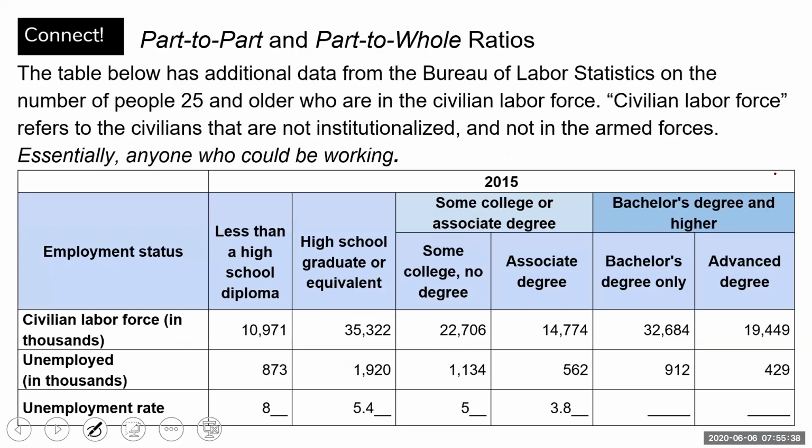Don't be intimidated. It looks very simple. So analyze, look at the table closely. So this is employment status, less than high school diploma. We have high school graduate, some college, no degree, and so on and so forth. So civil labor force in thousands. So these numbers are in thousands. Pay attention to that. And unemployment, these numbers are also in thousands, and these are the rates, unemployment rates.